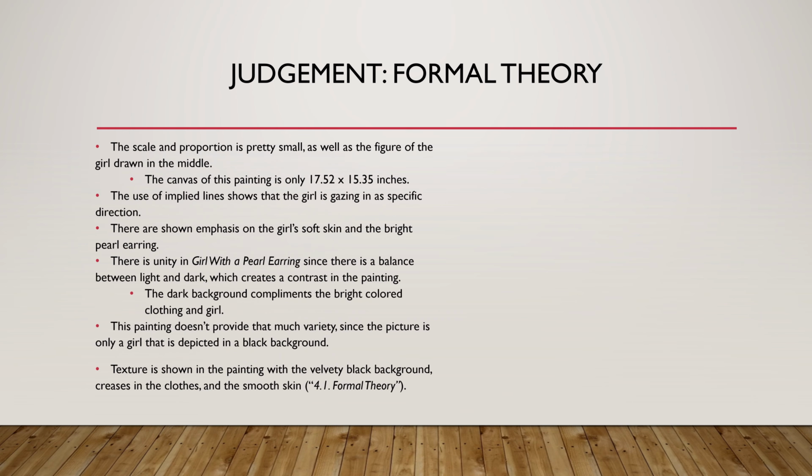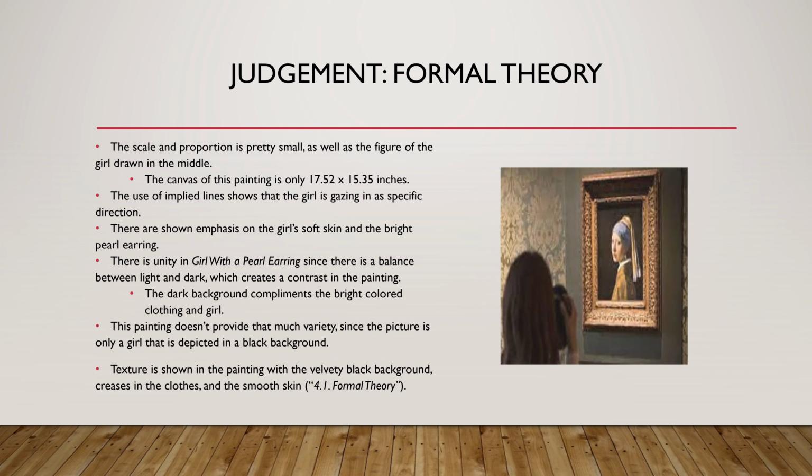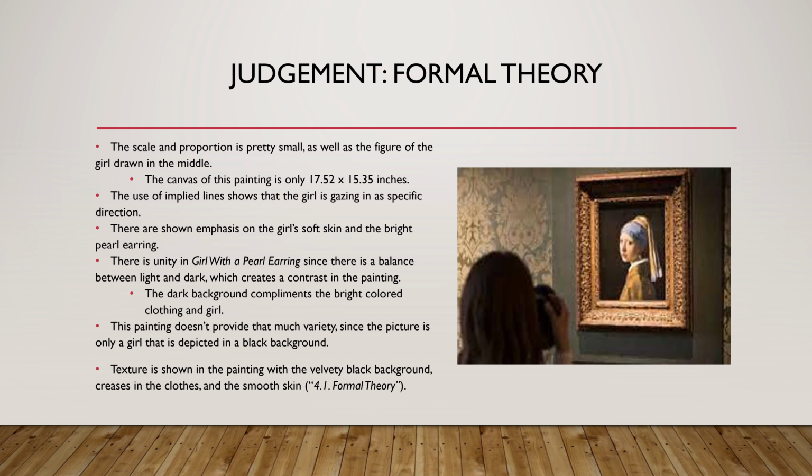When it comes to considering formal theory for Girl with a Pearl Earring, there are several things that we can evaluate this concept on. To start off, the scale and proportion are pretty small, considering that the canvas of this painting is only 17.52 by 15.35 inches. With that being said, the figure is not that large as well. The girl's implied lines show that she is gazing in a specific direction.